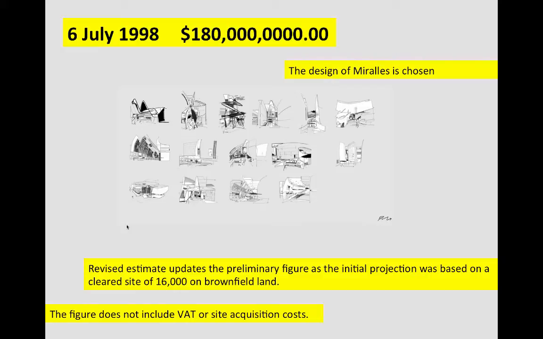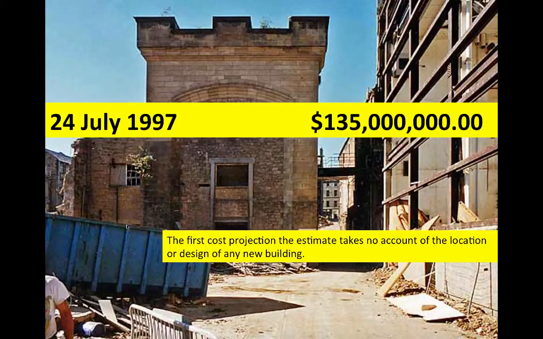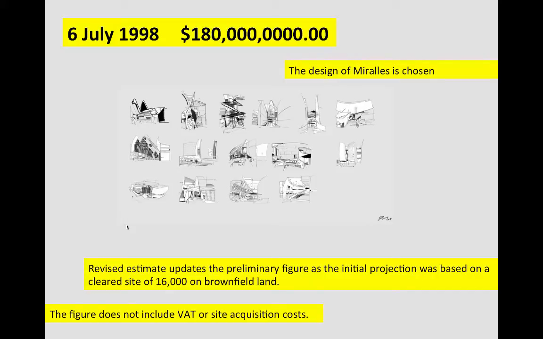In this diagram, they were tearing down the brewery and clearing the site. Morales was selected, and they adjusted the price to $180 million. They revised the estimates upwards, as the initial projection was based on a cleared site on brownfield land. They're not sure who did the original estimates, but they realized quickly they weren't sufficient to do the project. And this all comes back to the initial conceptual thinking of cost management. This figure didn't include value-added taxes or site acquisition costs, so it didn't include the cost of acquiring land.